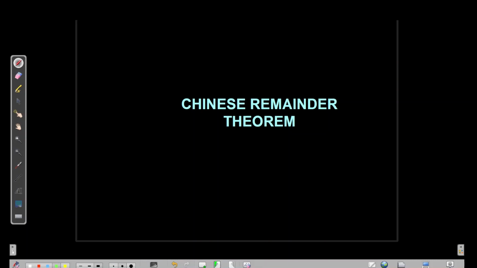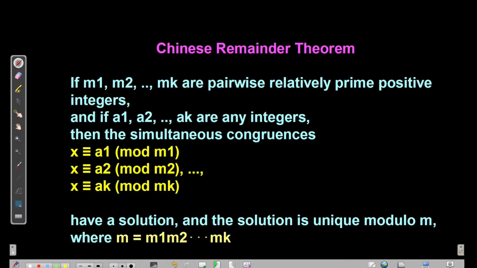Chinese remainder theorem. Let us discuss what the Chinese remainder theorem is and how it is used to solve for the unknown number. The Chinese remainder theorem states that if m1, m2, and mk are pairwise relatively prime positive integers.